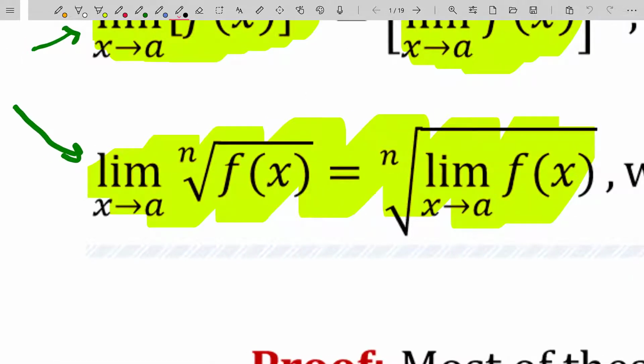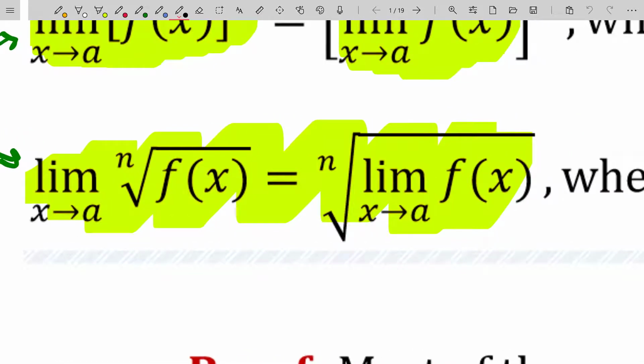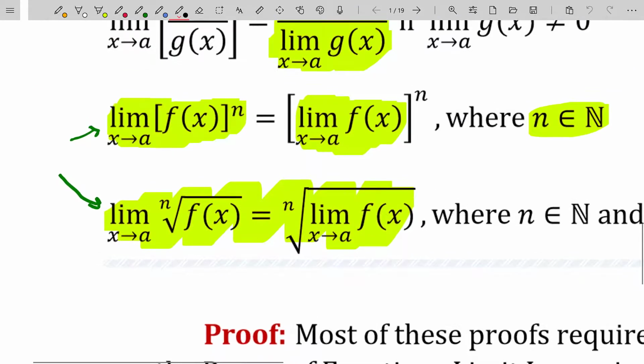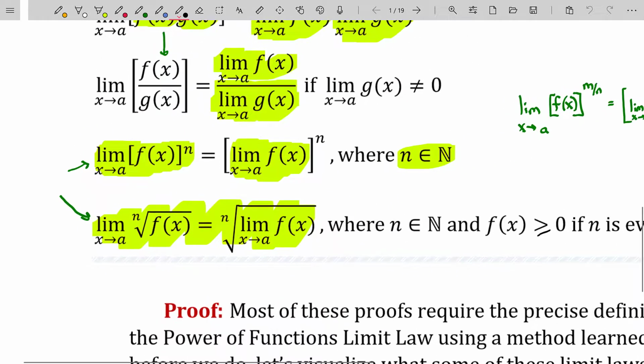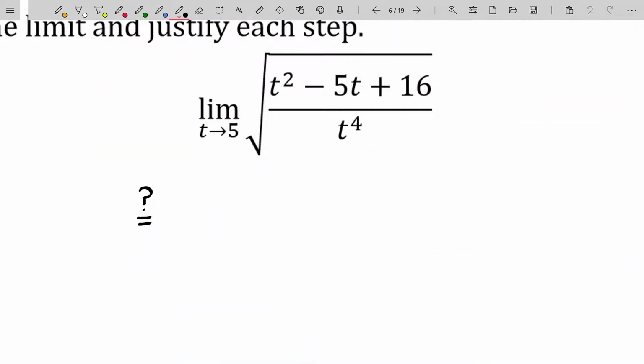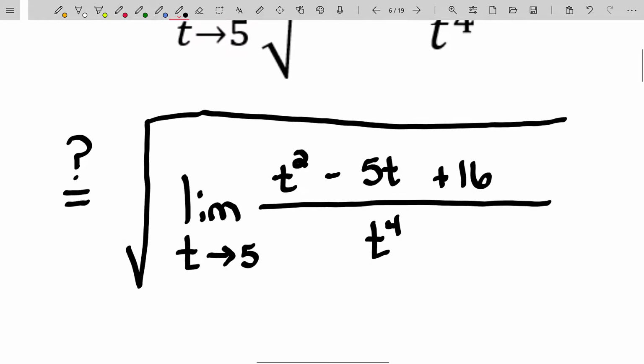We have a limit law that says the limit as x approaches a of the nth root of your function, you can rewrite as the nth root of the limit. And remember, the index on your radical n must be a natural number, and the function must be greater than or equal to 0 if it's an even index, which might be the case here. I'll move the square root outside of the limit, and I'll write this as the square root of the limit rather than the limit of the square root. Now we're crossing our fingers that hopefully that limit is not going to be negative. If it is, we've got problems.